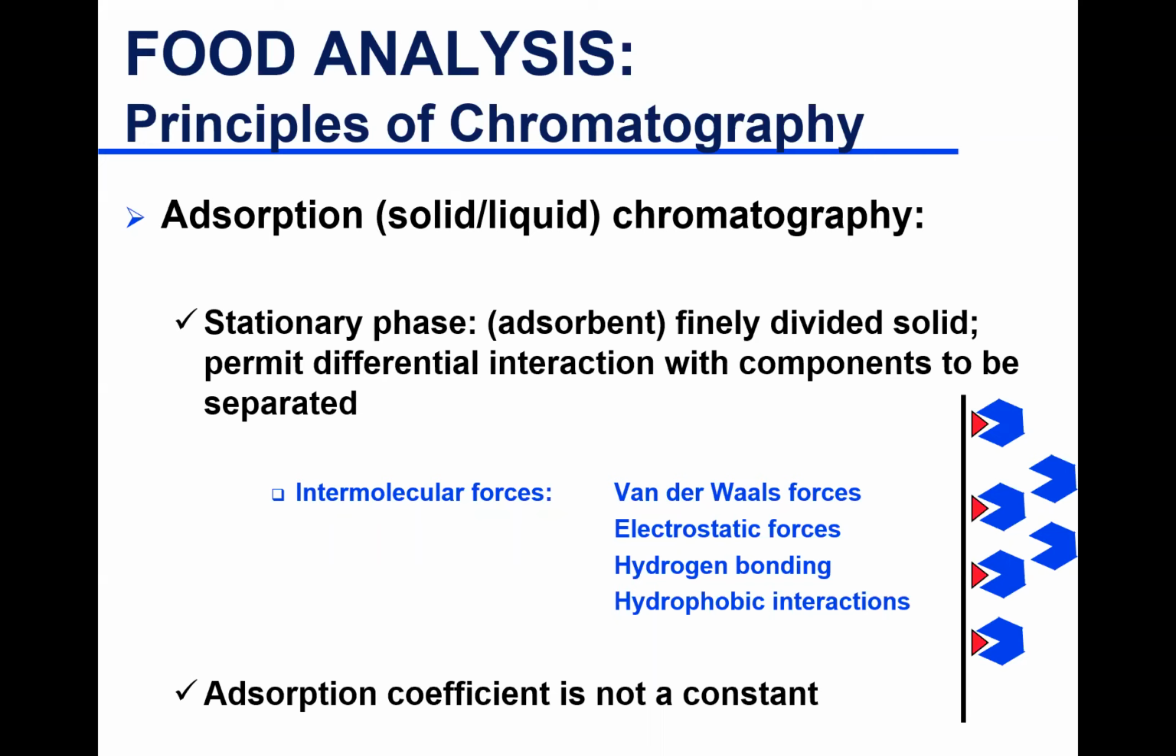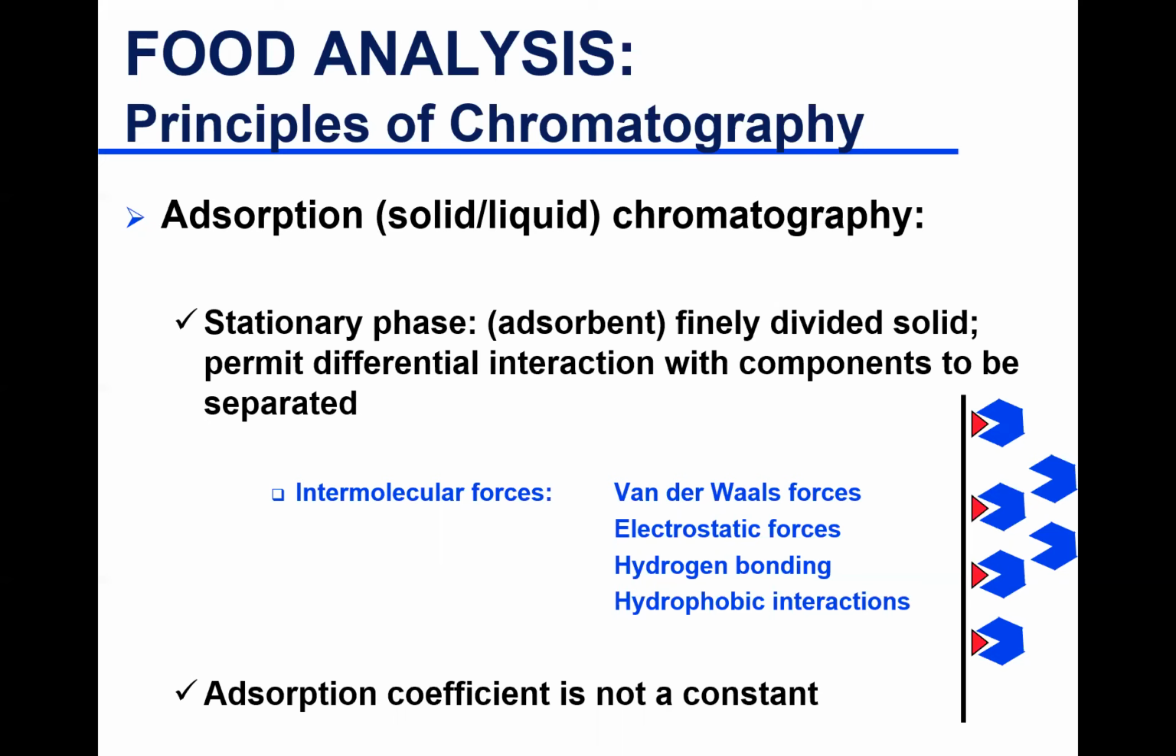In partition coefficient, we say partition coefficient is constant. Adsorption coefficient is not constant. So the difference here, you have a set amount of functional groups on your stationary phase. So depending on how much you have components, like these red triangles here, these are your functional groups on your stationary phase. So depending on the capacity of the stationary phase, your adsorption coefficient differs. And we will be talking about capacity on Friday.